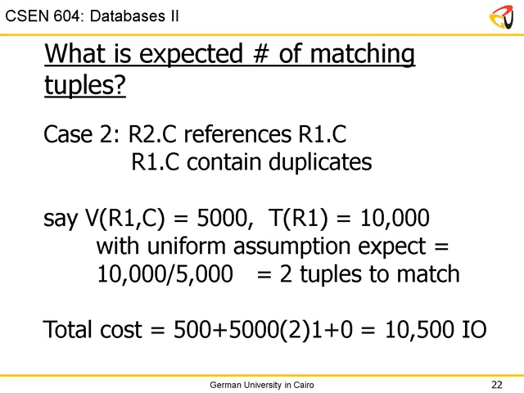And that's what you see down there in the last line. It says that the total cost is 500 IOs for reading all of R2, plus going to the R1.C index 5,000 times, and every time getting 2 matches on average, and then multiplying 5,000 by 2 gets you the 10,000. And we are happy the index is still in memory, so we're not paying anything for the index. So the total now is 10,500 IOs if R1.C has duplicates.